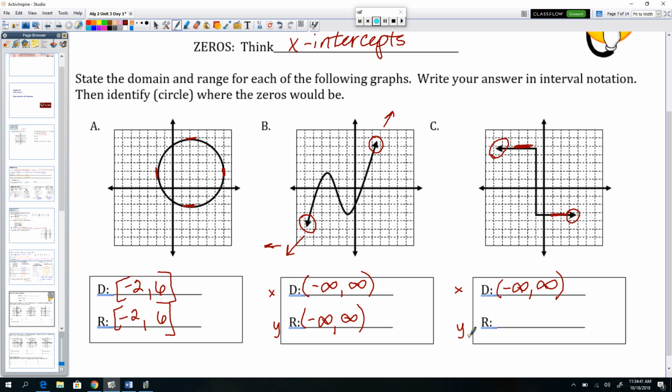Turn off your x brain, turn on your y brain, scan bottom to top. If I scan, the first thing I hit from a y perspective is -3. The last thing I hit from a y perspective is +1, 2, 3, 4, 5. So the only y values that live on this function are everything between -3 and 5. We don't have any y values below here and no y values above here.